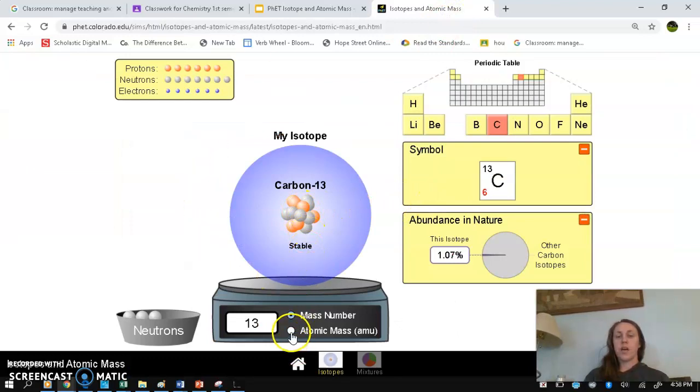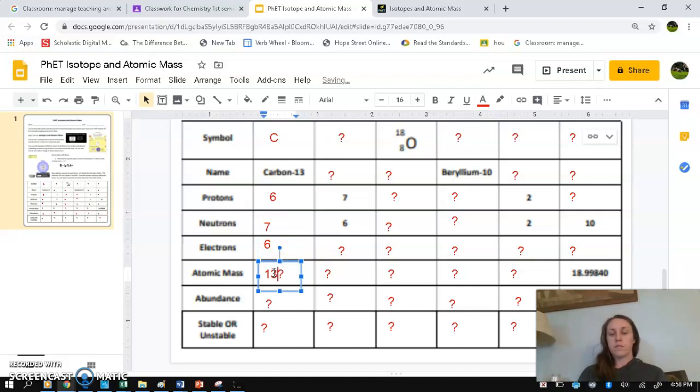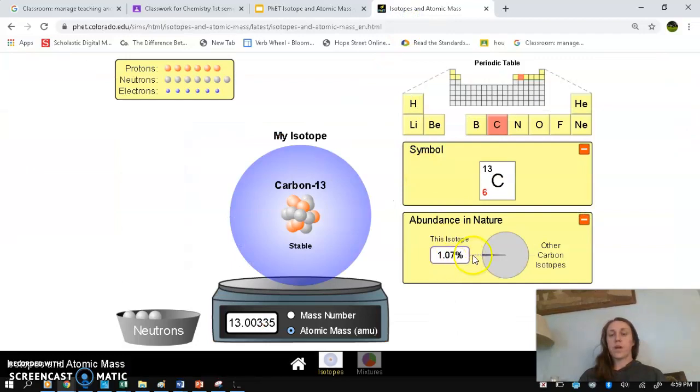Atomic mass. This one's tricky. You're going to have to click it over. Okay? And yes, you need the whole number. 13.0035. Now, am I going to count you wrong if you're a little bit off? Like say that I have 0, 3, 5. Am I going to take off? No. But I need you to try to get as much as you can on there. And maybe I need to change the font on these so that you guys can get that. The abundance is right here.